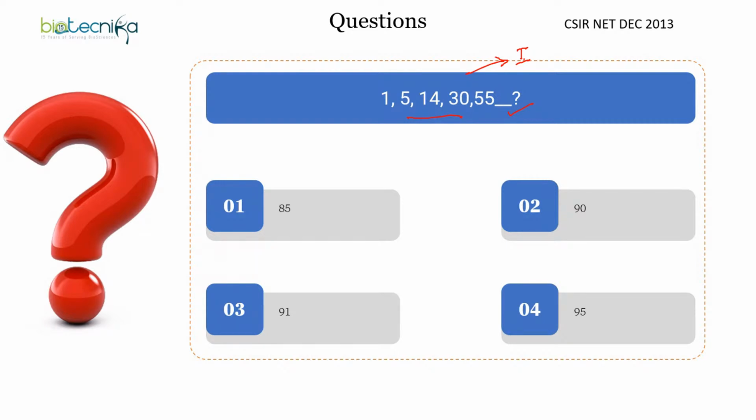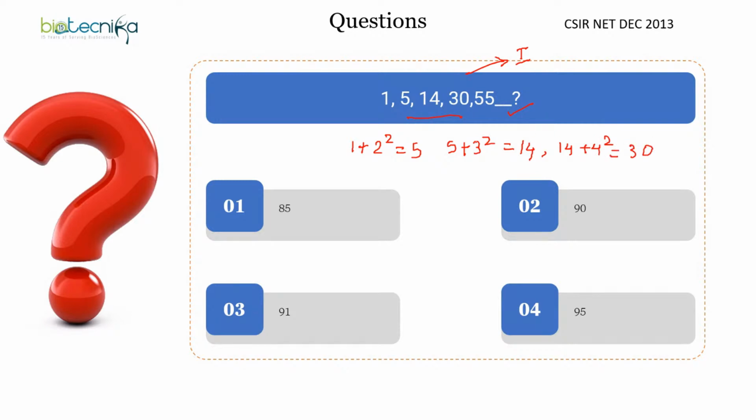Okay, so here what is happening? 1, and after that it is coming 5. That means 1, if I add 2 ka square, that is 2 square, what will I get? 5, right? Then again, if I take 5 and then I add 3 square, I get 14, right? Similarly, if I get 14 and if we add 4 ka square, then we will get 30, right?